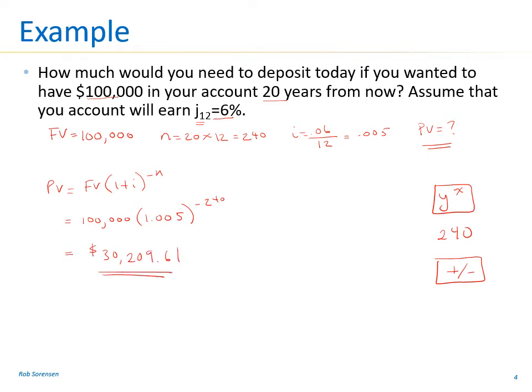$30,209.61. That's how much money we put aside today. The money will sit and grow, and then at the end of our time period, we're going to have $100,000 waiting for us. And that's it. That's how we get present value, and that's an excellent thing to be able to do. Let me give you one to try out to make sure you can do it as well.